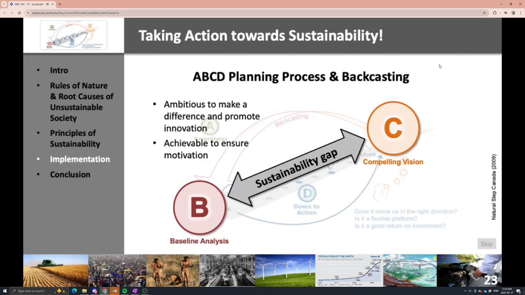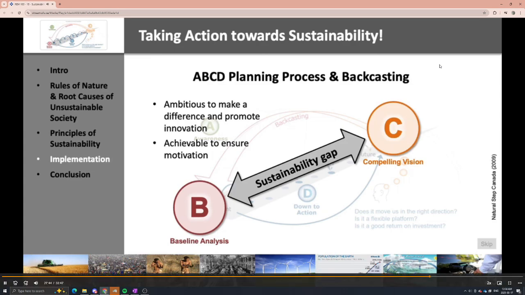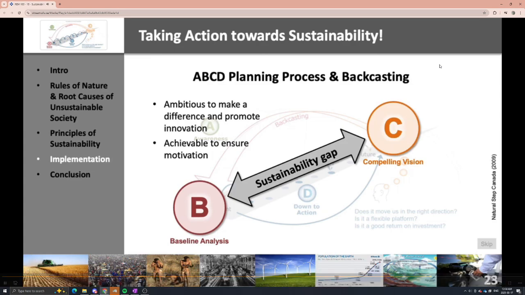You also have to be honest in your baseline assessment, because if it's too optimistic, people will feel good about themselves and not be motivated to change anything. So you have to have the right tension between where you are in terms of your baseline analysis and where you want to go in terms of your compelling vision.